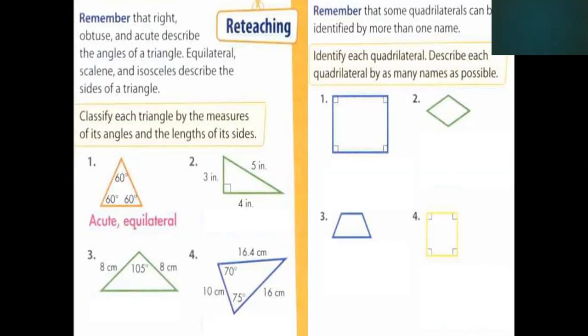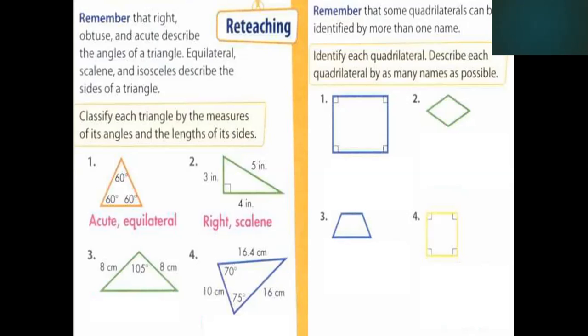And here I have three sides that are different, so it's called a scalene triangle. So I have here the right one is number 3. Now I have 8 centimeter and 8 centimeter, so all of you know that is called an isosceles triangle. And the measure of the angle here is 105, which is greater than 90 degrees, so it's called an obtuse angle.